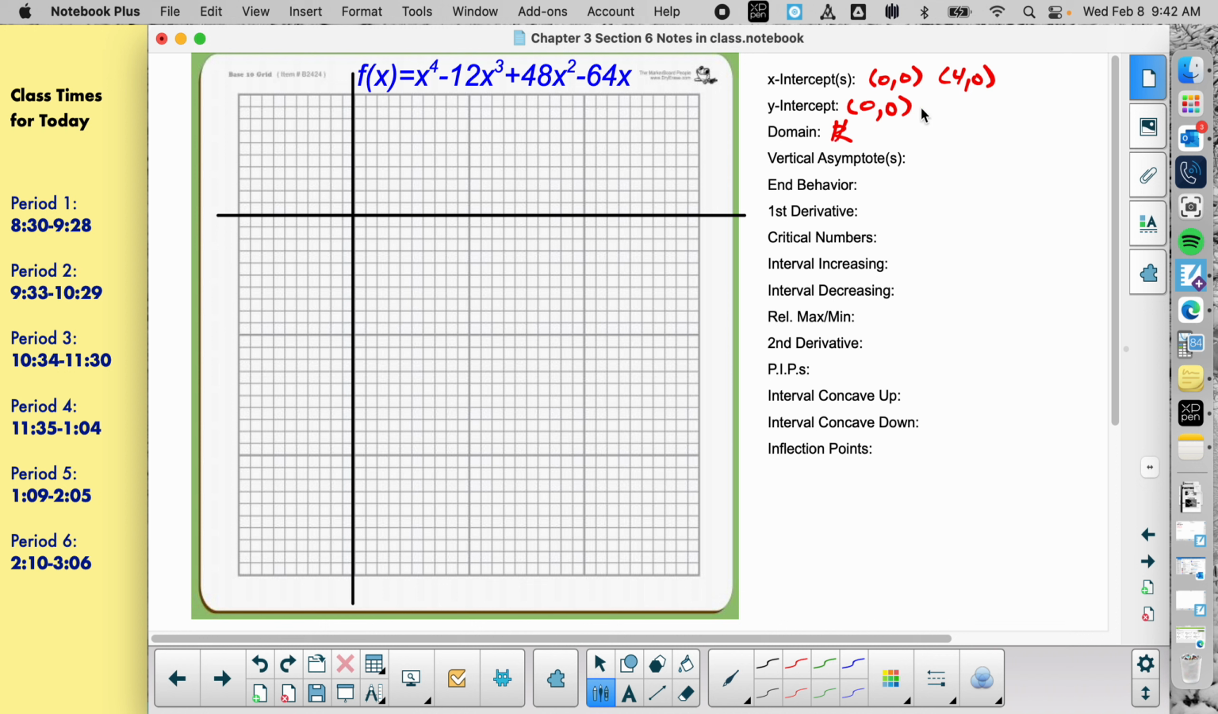Where the domain will usually come into play is if you have vertical asymptotes. Well, that's the next question. So who's going to help me out with vertical asymptotes? None. If your domain is all reals, then there definitely can't be any vertical asymptotes. N-A. Let's get you guys used to job applications. We'll do N-A, not applicable.